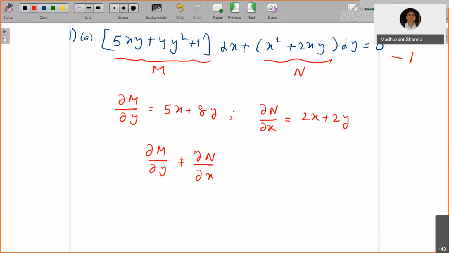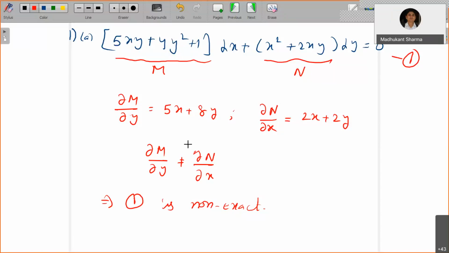So you can see this one is non-exact. M is not a homogeneous function, so you need not check with N. N is a homogeneous function. You must look at the dx coefficient at the first stage. It's not a homogeneous function because of the constant term in it. Moreover, you cannot take y outside. So methods 3 and 4 will not be applicable here.